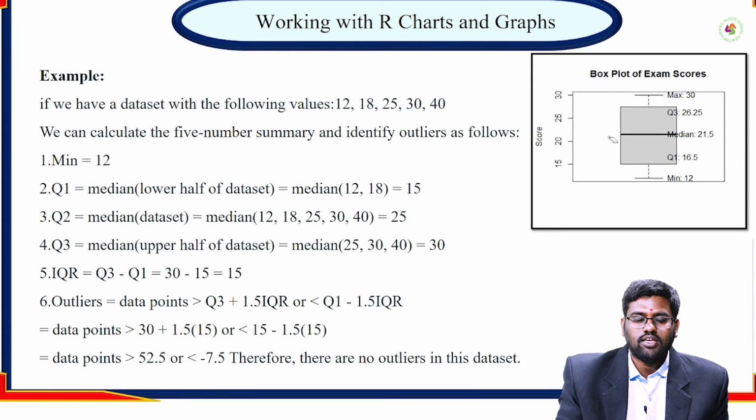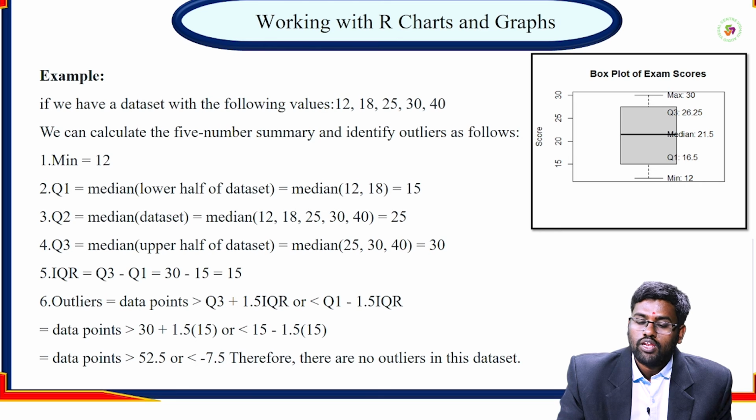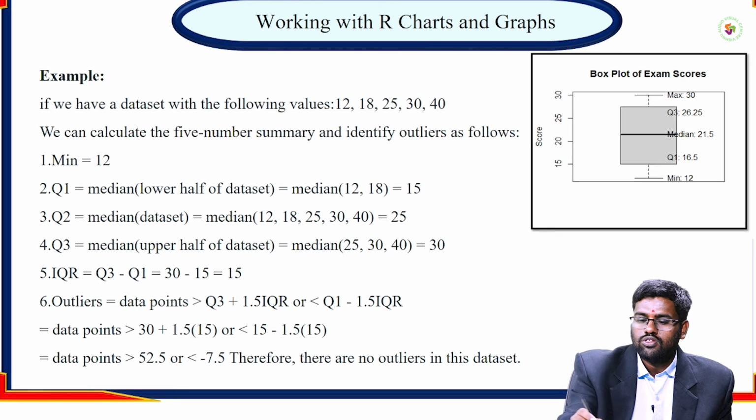Now here, see, I have taken one example that contains the values 12, 18, 25, 30 and 40. So it is a 5-number summary. So first step is what? We need to identify the maximum value and minimum value. So the minimum value is 12 and the maximum value is 40.